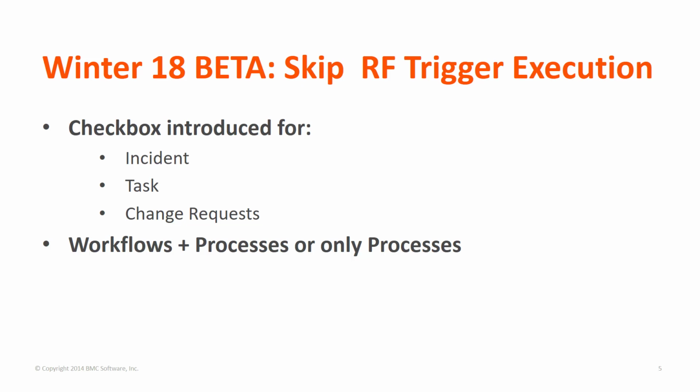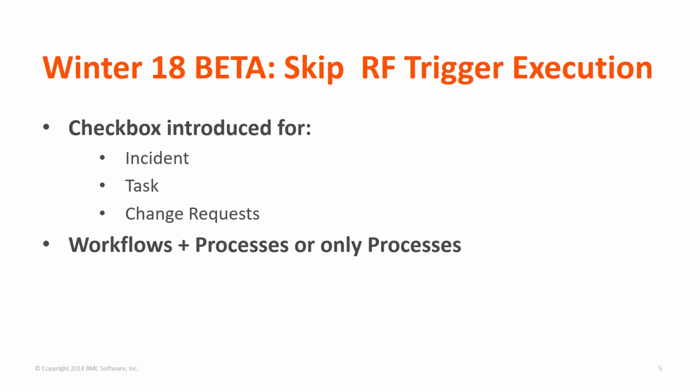In Winter 18, we are introducing a new object field called Skip RF Trigger Execution. This is a custom field of data type checkbox. This feature, which will be in beta for Winter 18, can be applied to incident, task, or change requests.